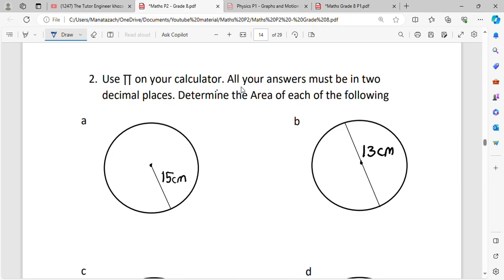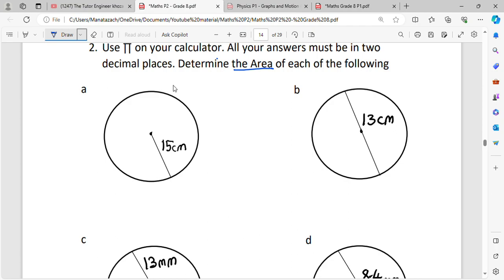Today we'll be doing geometry, focusing on areas. So let's start with today's lesson. Use pi on your calculator. All your answers must be in 2 decimal places. Determine the area of each of the following.